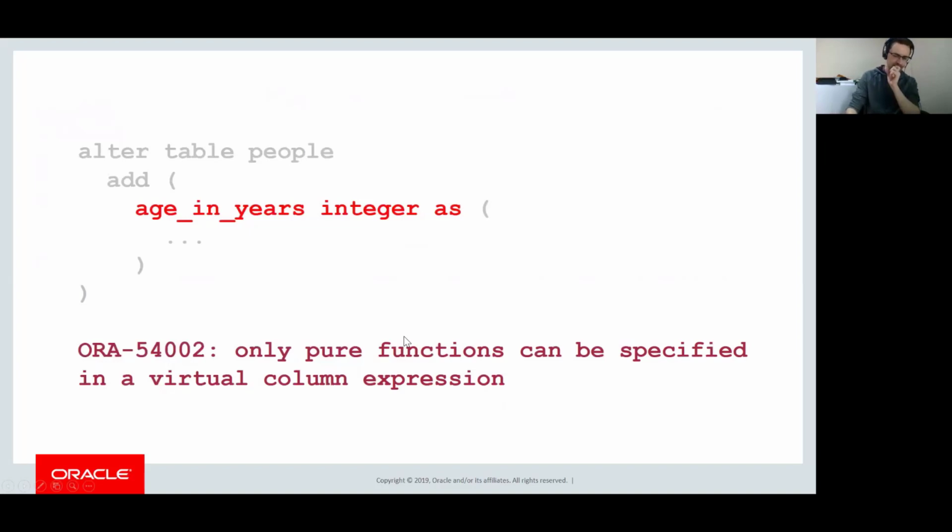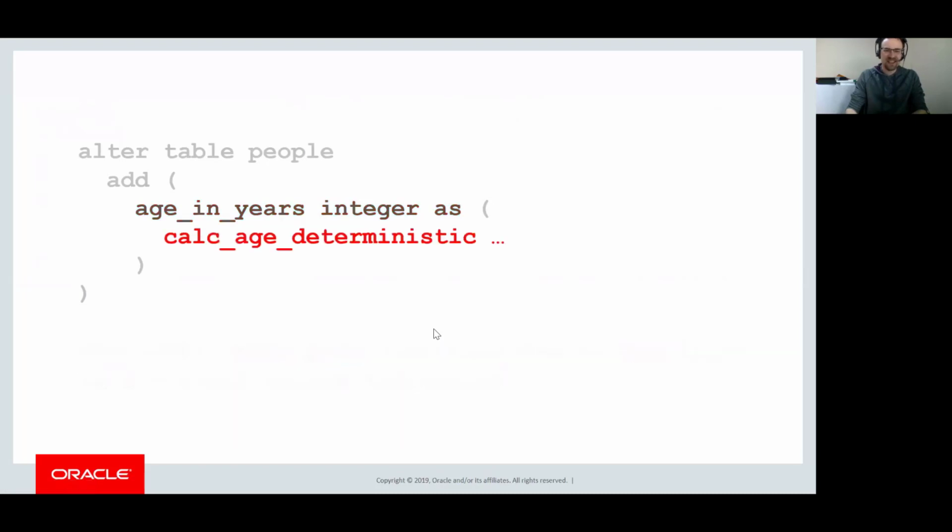Now, at this point, you might be tempted to cheat and go, well, why don't we just declare it deterministic? Say, yeah, we know it's not deterministic, but let's work around this and just say it's deterministic really. So we'll create our calculate age function with a deterministic keyword in, then we can add the column and we're all good, right? Well, at this point, we are now lying to the database. You're saying this is deterministic when it clearly isn't.